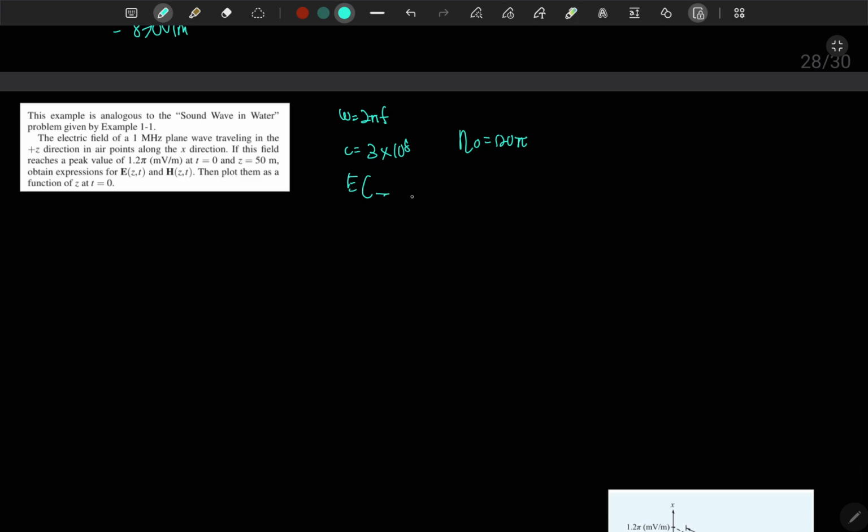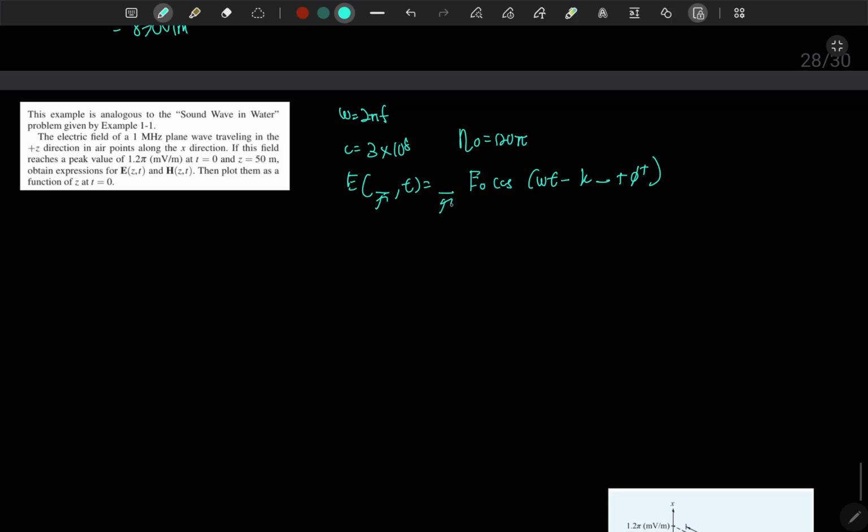E(z,t) is equivalent to a direction. Technically it's always x, but we'll make it such. And then E naught cos(angular frequency t minus/plus kz). Now what is this? This would be given in the question, and what is this? This would be given in the question as well. So this is E.